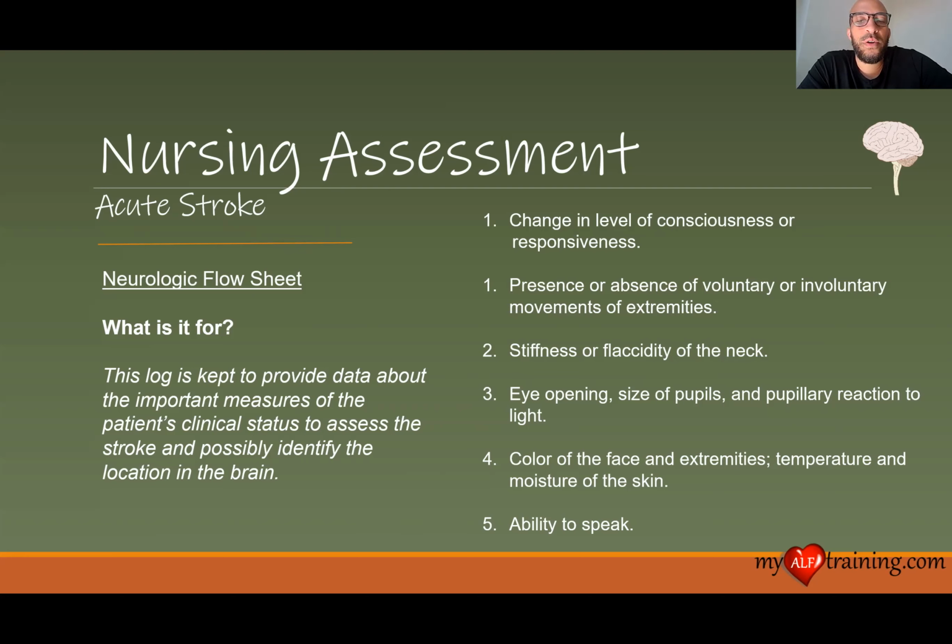If you're a nurse and you're doing a more detailed assessment, eye opening, the size of the patient's pupils, their pupil reaction to light, PERLA. Also the color of the face and the extremities, temperature, the moisture of the skin, the ability to speak. These are just different neurological signs and symptoms that can clue us into the severity of the stroke that this patient may have had, whether it was a TIA or ischemic or hemorrhagic.